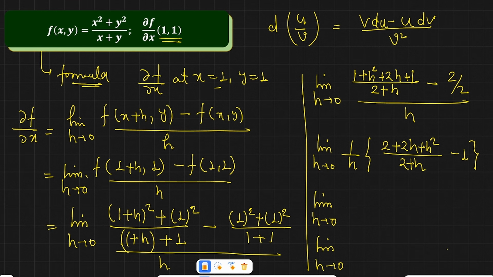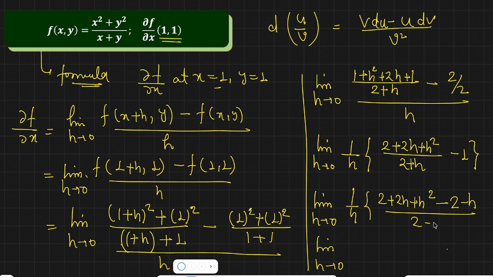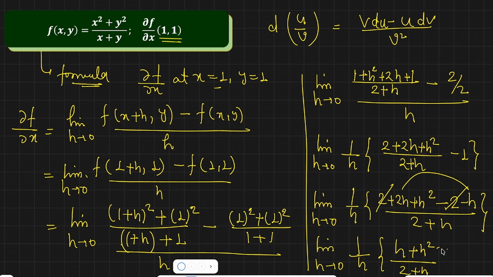So 1 by h, it is 2 plus h in the denominator. So 2 plus 2h plus h square, when I take it, it will be minus 2 minus h divided by 2 plus h. Now this 2 and this 2 will get cancelled, then 1 by h, it will be 2h minus h, which is h plus h square upon 2 plus h. So your expression is 1 by h, limit h tending to 0, of h plus h square upon 2 plus h.